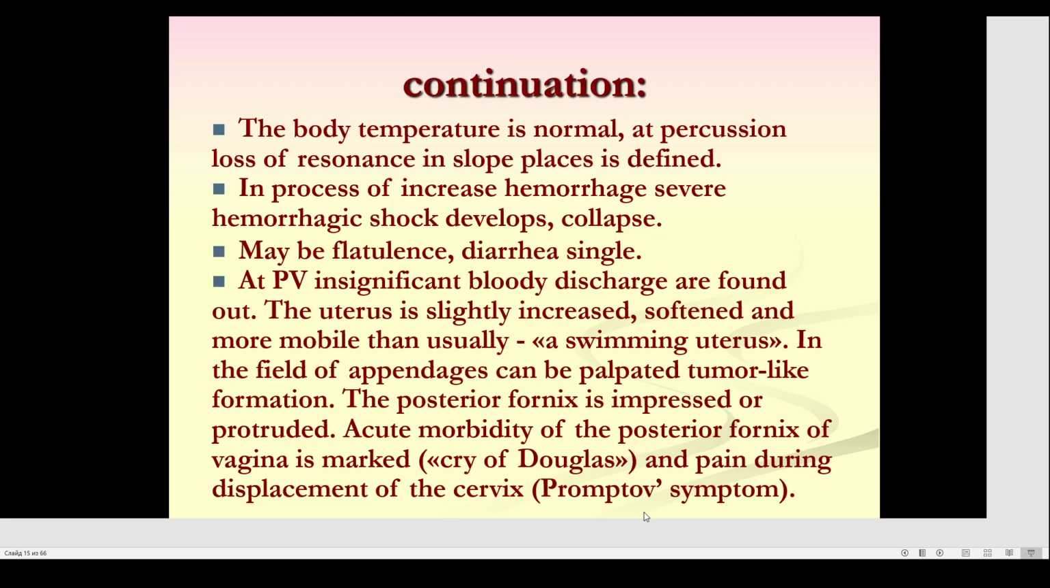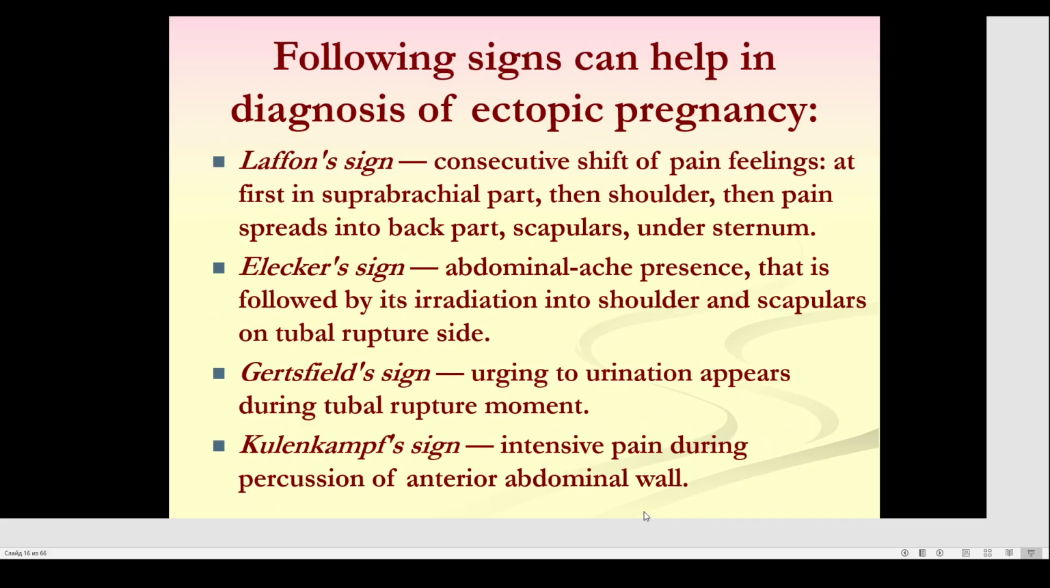The Promptov symptom we sometimes use for differential diagnosis between rupture of tubal ectopic pregnancy and appendicitis. If we displace the cervix and pain is present, it's interrupted ectopic pregnancy. If after displacement of the cervix pain is absent, we think about acute appendicitis. The following signs can help in the diagnosis of ectopic pregnancy.